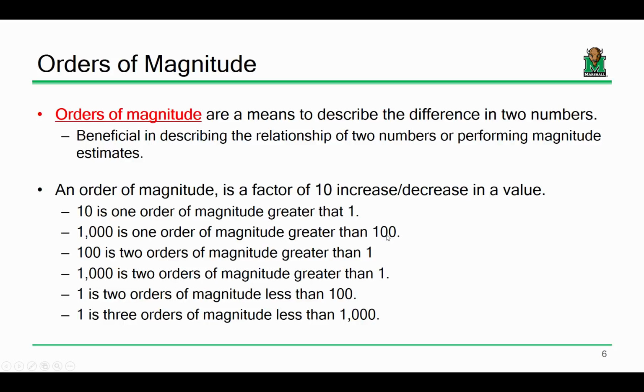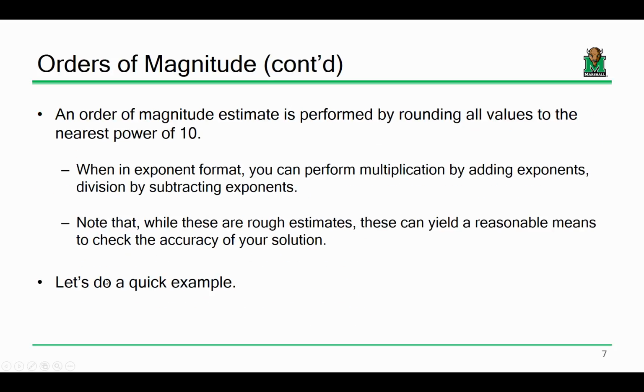And so if you're going to do an order of magnitude estimate of the tuition at Marshall, for example, on an annual basis, then you'd say it's between $1,000 and $10,000. And so that range is an order of magnitude. I think you get the idea about an order of magnitude.